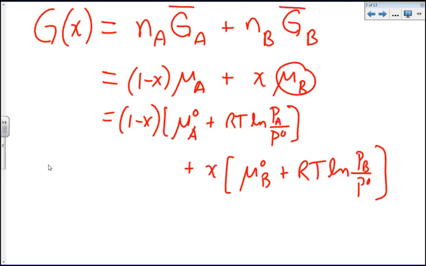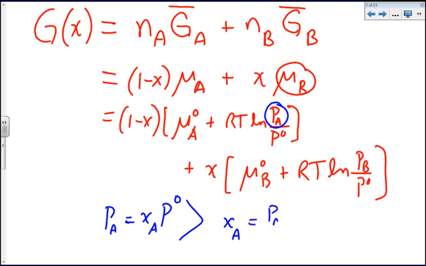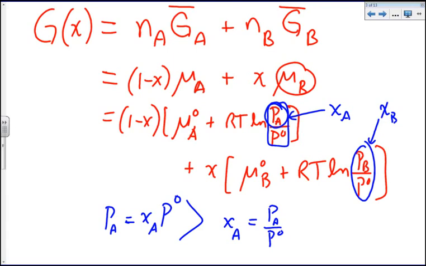But what's the partial pressure of A here? The partial pressure of A is equal to the mole fraction of A times the total pressure, but our total pressure is P naught. So what does this mean? The mole fraction of A is just equal to P sub A over P naught. So we can replace this by the mole fraction of A. And similarly, this right here we can replace by the mole fraction of B. So that simplifies our expression a little bit.